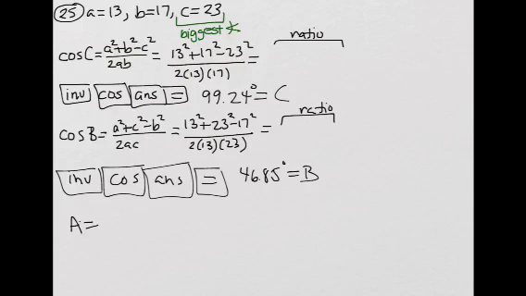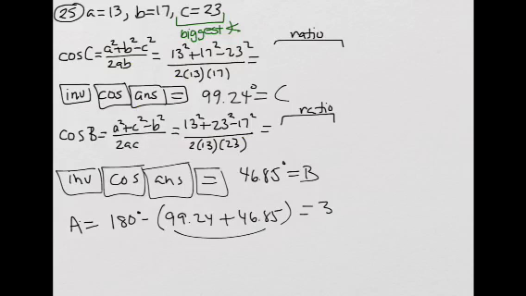For angle A, you could do the same thing as we did for angle C and B, but I think it's a little bit faster to do 180 minus the sum of 99.24 and 46.85. So add these together, subtract from 180, and so you get 33.91. That's your A.